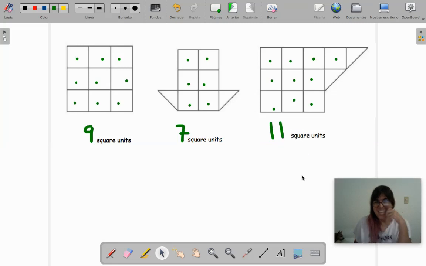Who got it good? Who got the 3 good? I am so proud of you. Isn't this easy and fun? It's super easy. Just count the square units. And just remember, when you have half and half, put them together to make one more square.